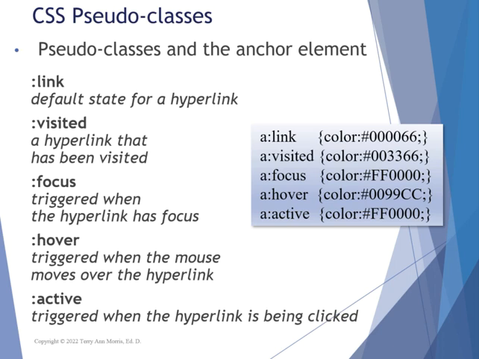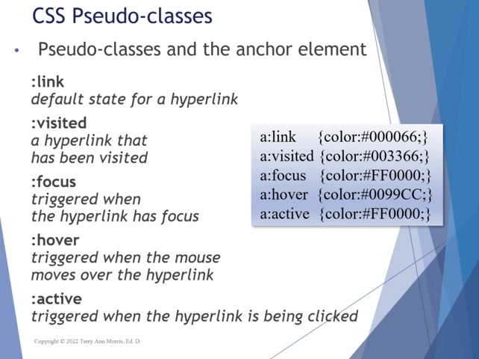CSS pseudoclasses. A pseudoclass is used to define a special state of an element. It is a keyword added to a selector that specifies a special state of the selected element. For example, the pseudoclass hover can be used to select a button when a user's pointer hovers over the button, and this selected button can then be styled. Let's have a look at some of the pseudoclasses and their anchor elements.